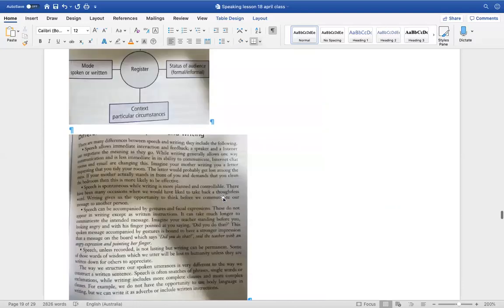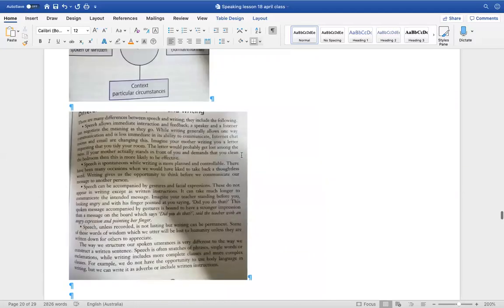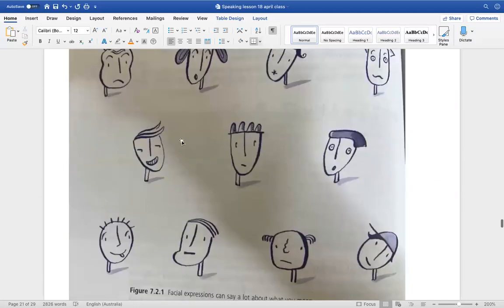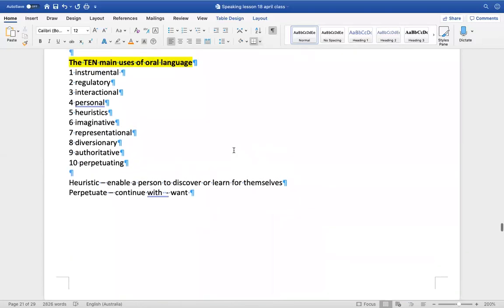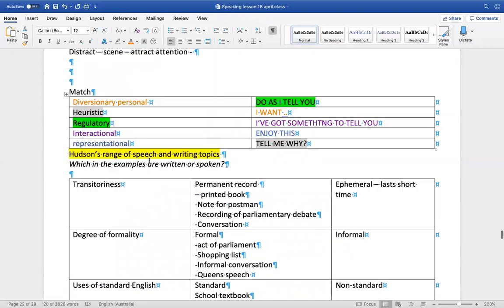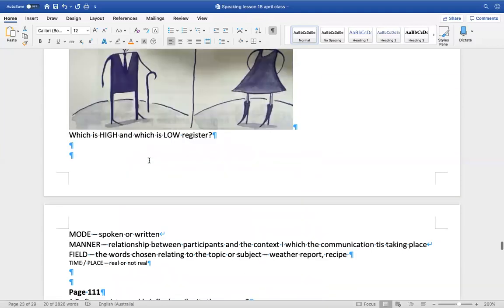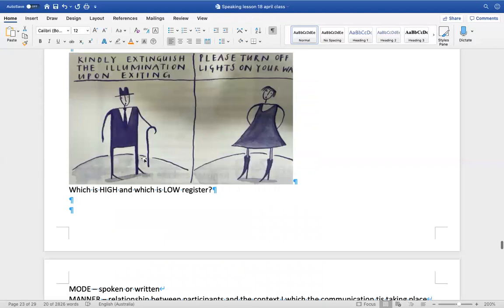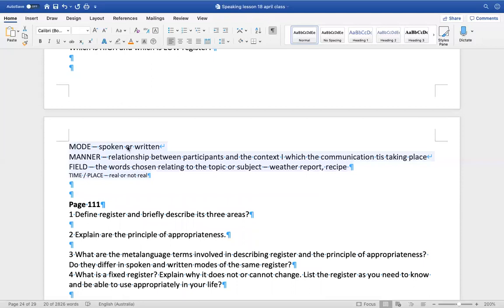We looked at register, saying that there was high register, formal, neutral, informal, and slang. And we looked at that, yes, when you're talking, we have lots of facial expressions. And there's actually 10 reasons why we speak. Talked about these 10 reasons, which you can look at, and I'll put it on WhatsApp. And after that, register as well, high register, low register. And when we look at register, there's the mode, manner, and field that we look at. The mode is how, spoken, written. The manner is the relationship, and the field is the subject.